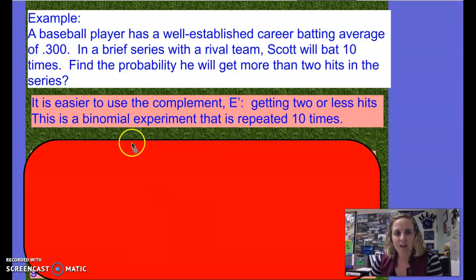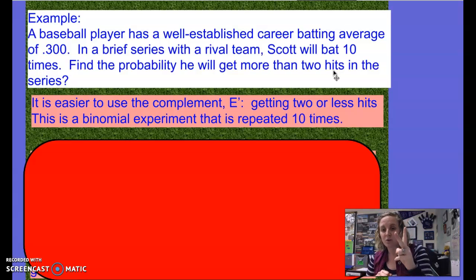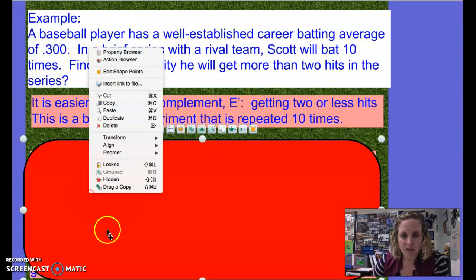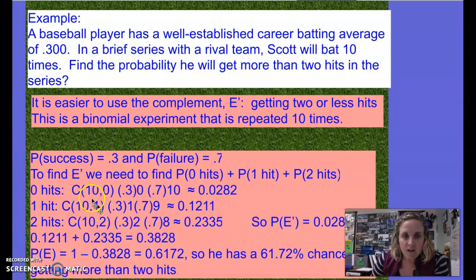We want to get rid of that. It's easier to do the complement here. So if we got more than 2 hits, he could have 3, 4, 5, 6, 7, 8, 9, 10. Instead of doing all 8 and adding together, let's find the probability of 0, 1, or 2, and then get rid of that total. So for the complement, we have probability of success is 0.3, which makes a probability of failure 0.7.